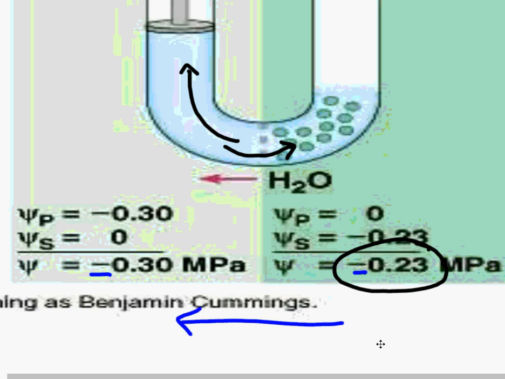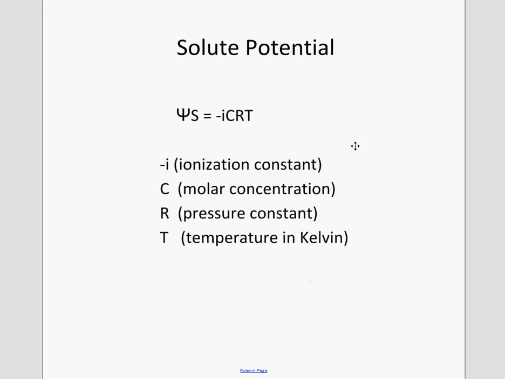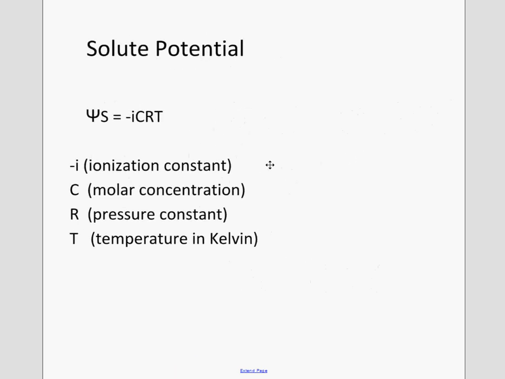I said you'll never have to solve for pressure potential, but you will have to solve for solute potential. Here is that equation. So a couple things here. Notice I did say that the solute potential will always be negative. For some, they would rather see this equation written like this. And I'm okay with that. Just know that that negative is going to cause the whole thing to be negative every time.